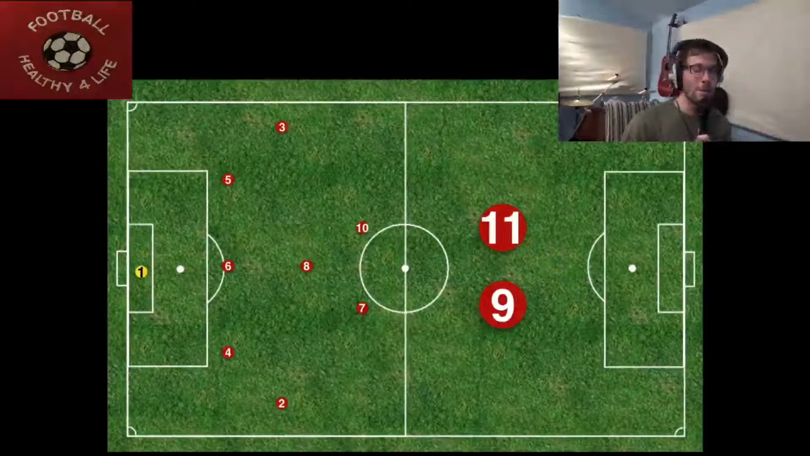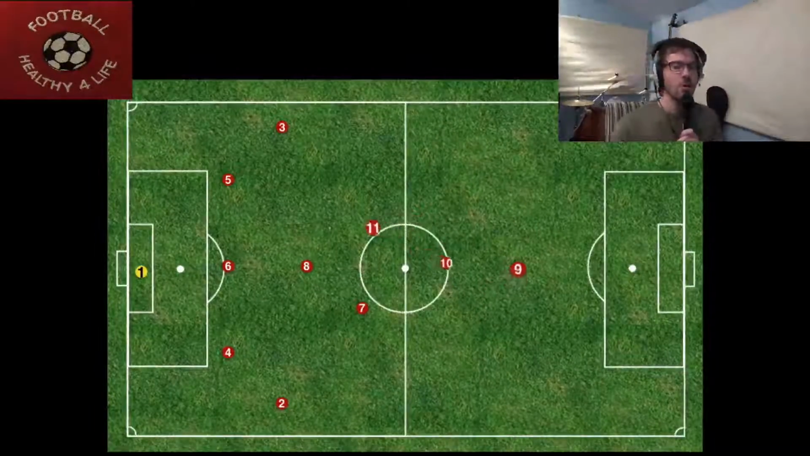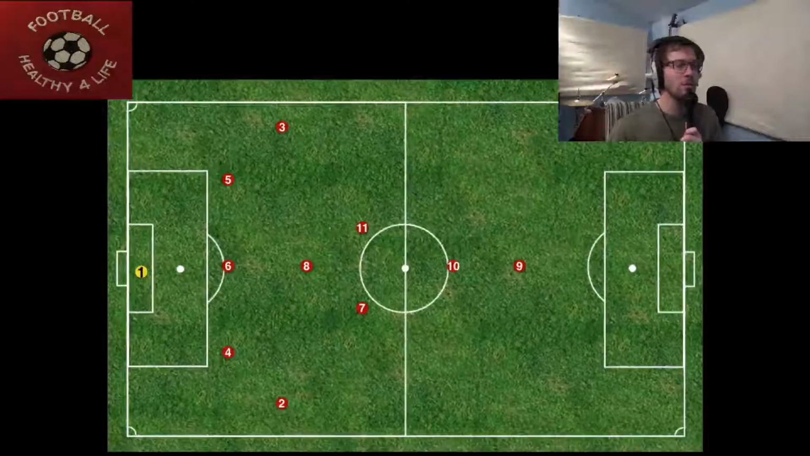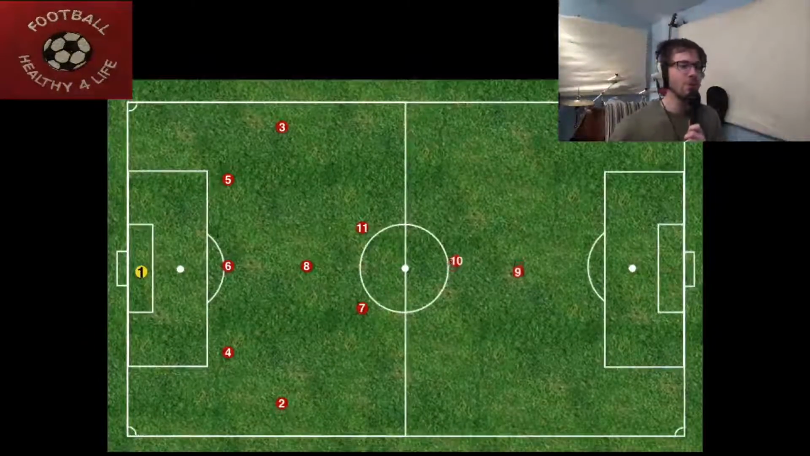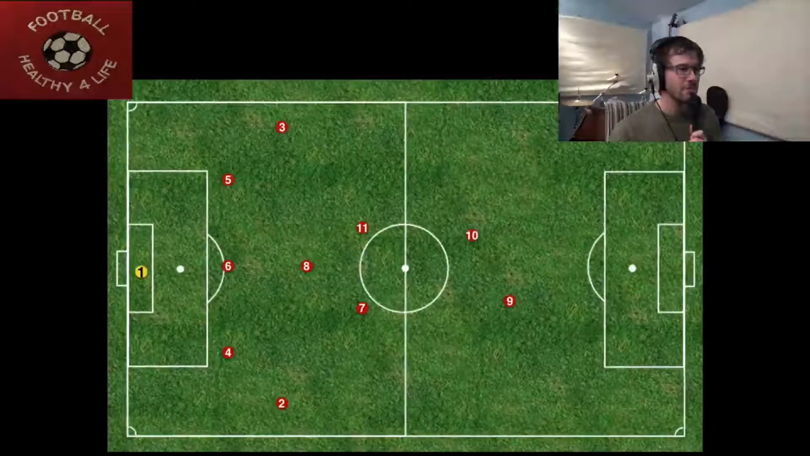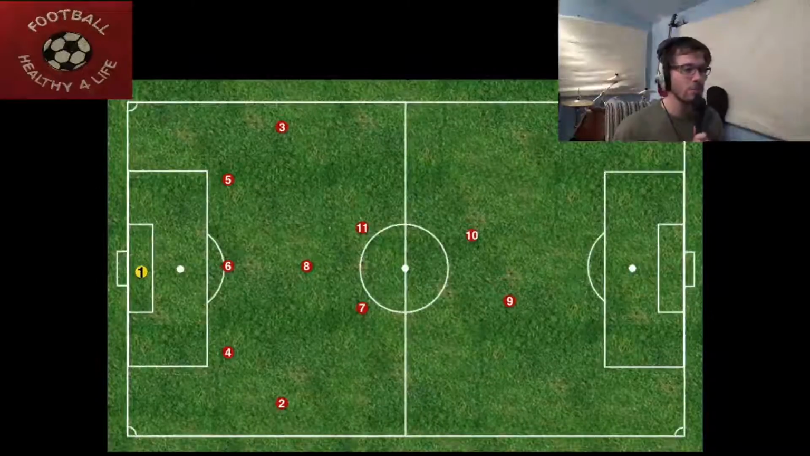Or the 11 might drop back and then number 10 moves forwards, and with that sort of movement we keep the opposition thinking about what we're doing. So intelligent movement off the ball. And yeah, another video will explain how I want us to move all across the pitch.